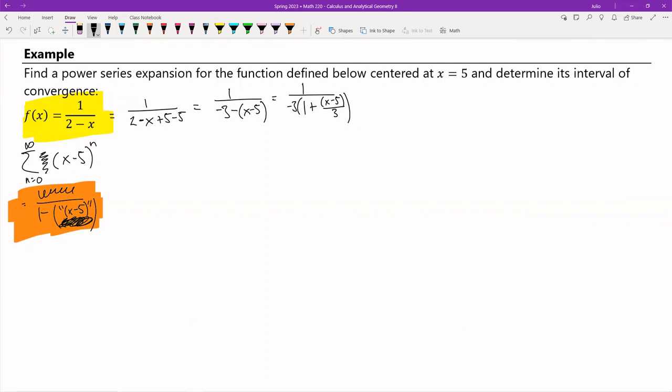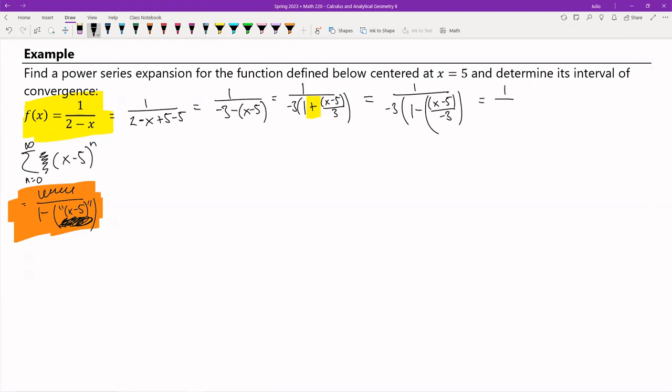Okay, a little bit more sign manipulation in particular. 1 over negative 3, 1 minus x minus 5 over negative 3. And this is completely valid. Try it out. I basically split it up into two negatives, right? And then I gave the negative to the bottom. Completely valid.